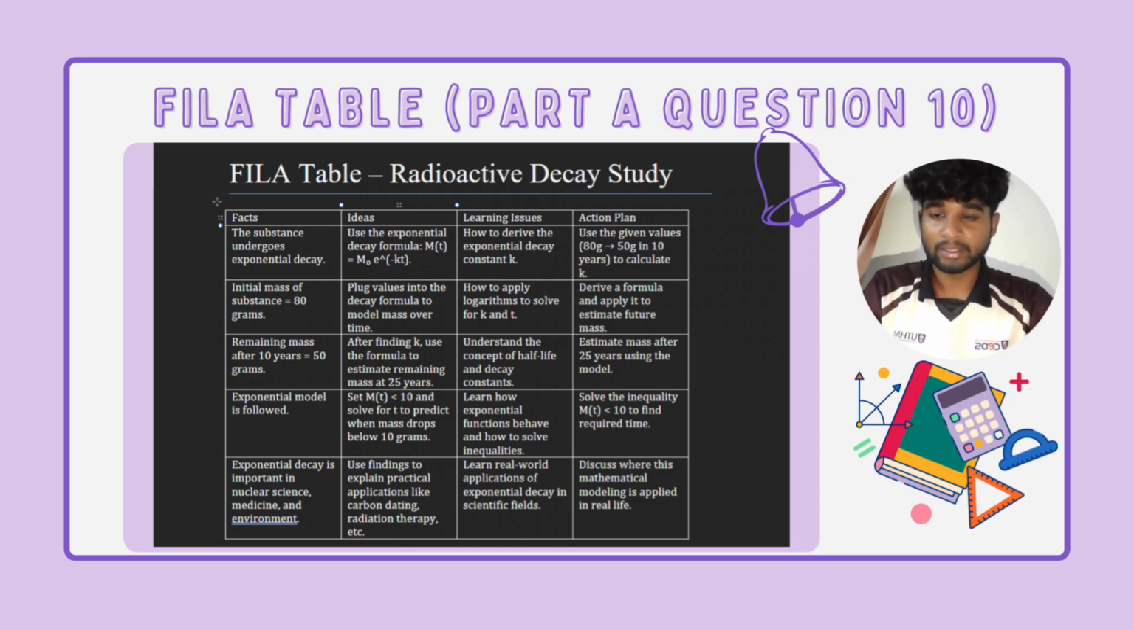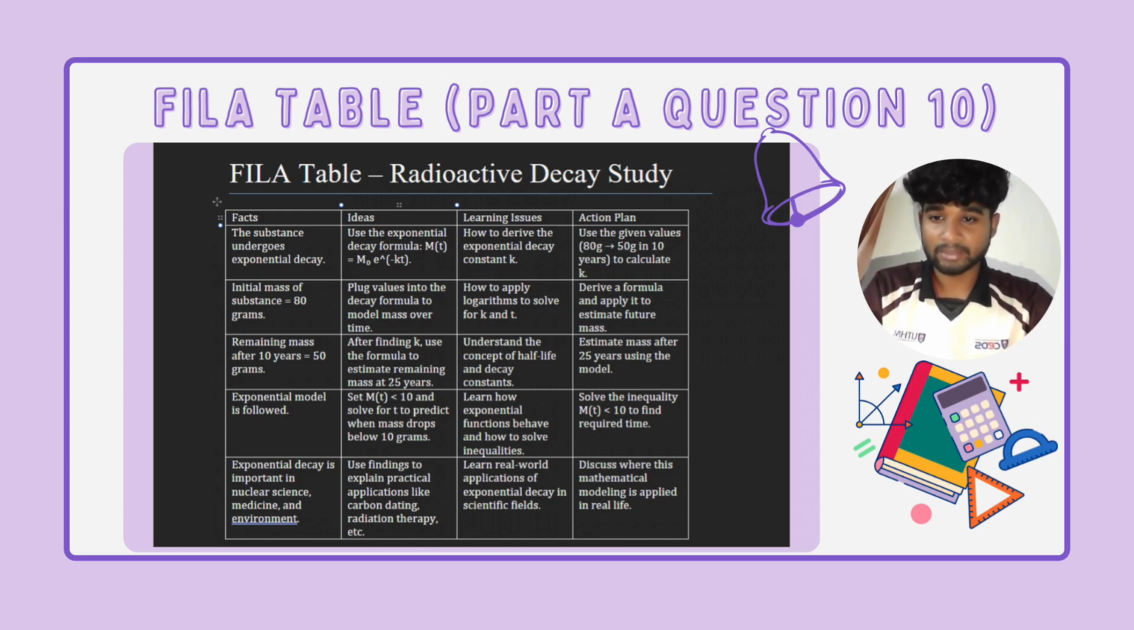Next, we look at the learning issues. One challenge is learning how to derive the decay constant k from the given data. Another is knowing how to apply logarithms to solve for both k and t. It's also important to understand the concept of half-life, how exponential functions behave, and how to solve inequalities involving them.